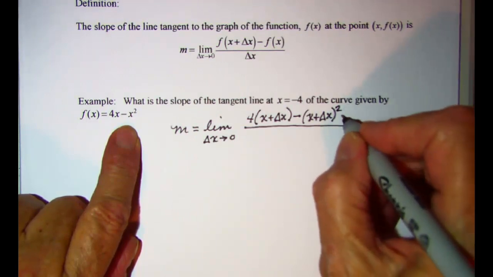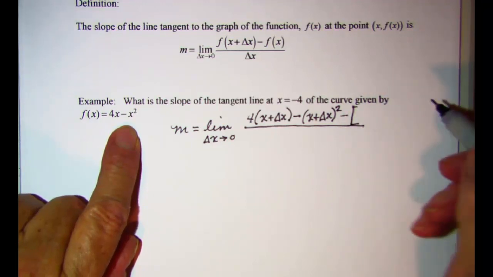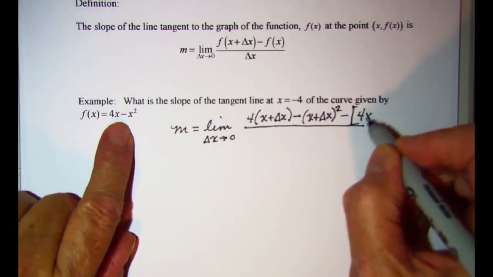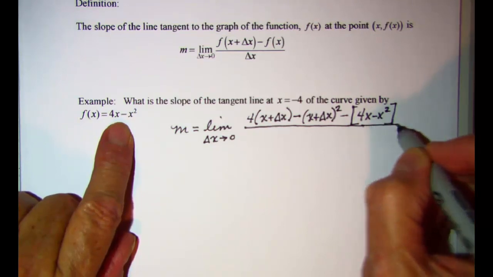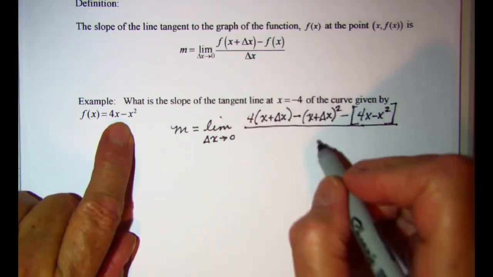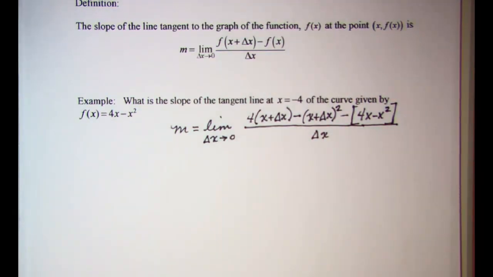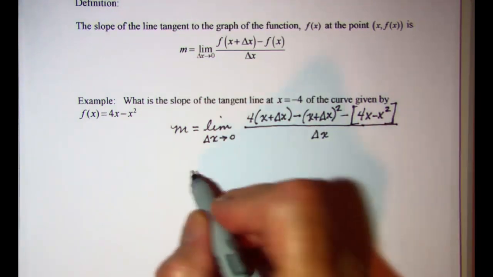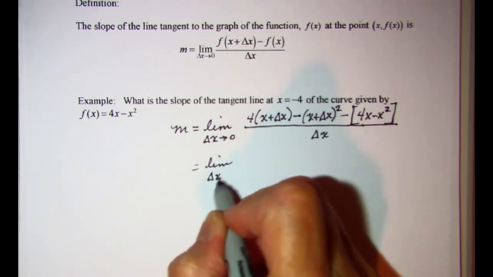Now I still need to subtract from that f of x. Let me put a bracket around that, and we know that f of x is 4x minus x squared. And then in the denominator we have delta x. Before we can find the limit, we need to simplify this a bit. And just copy the limit as delta x approaches 0.